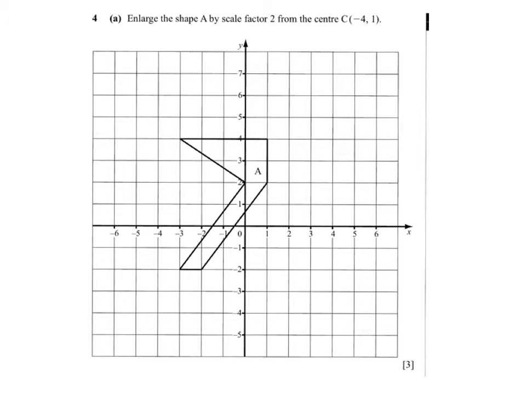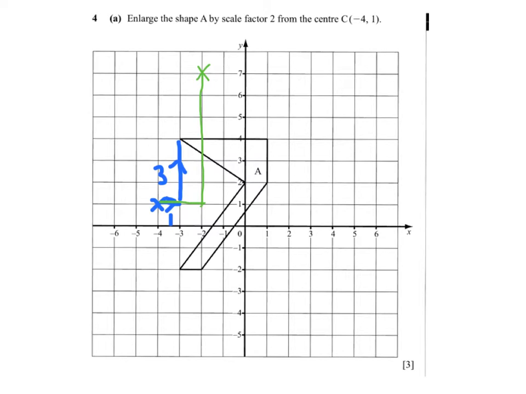Start by marking the centre at -4, 1, and what this means is that every point must be twice as far from this centre. So if we go from the first point, we're going to get there by going 1 right and 3 up. So I now want to go 2 right and 6 up. So 2 right and 6 up. That gives me the starting point for my shape.